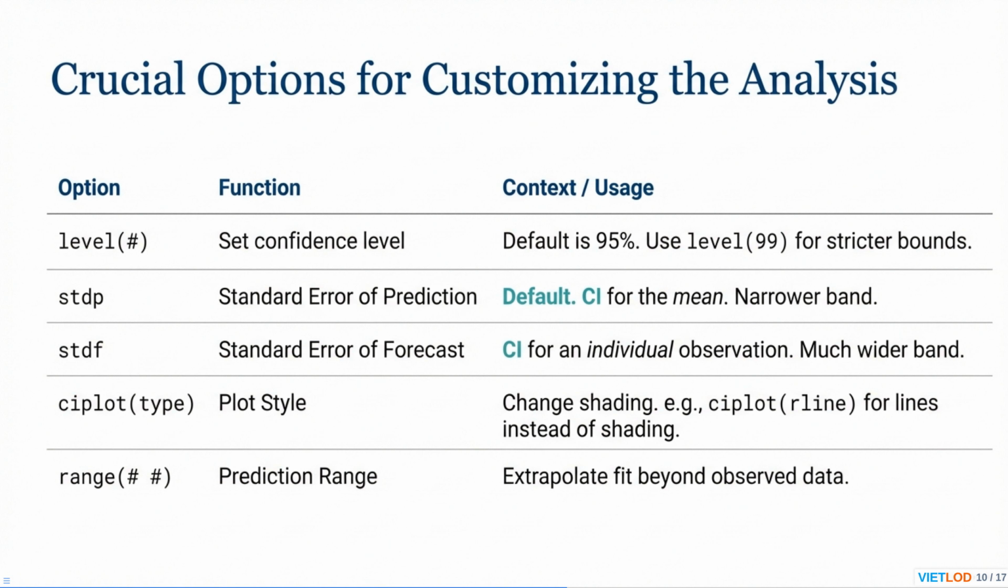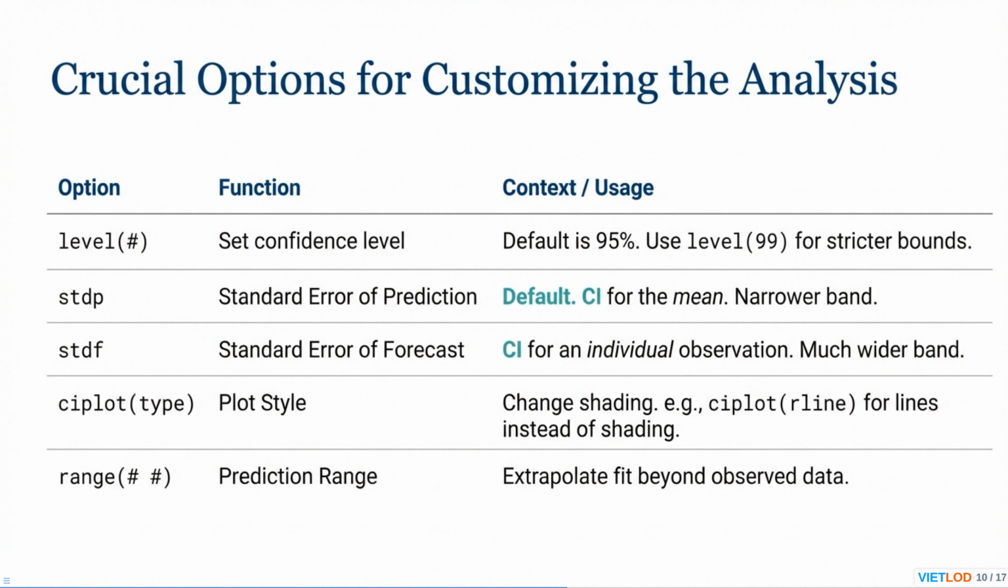With the basic Stata syntax for lfitci established, let's explore crucial options for customization. The level option allows you to set the confidence level. For instance, level(99) will create a 99% confidence interval, resulting in a wider band. A key distinction is between stdp and stdf.